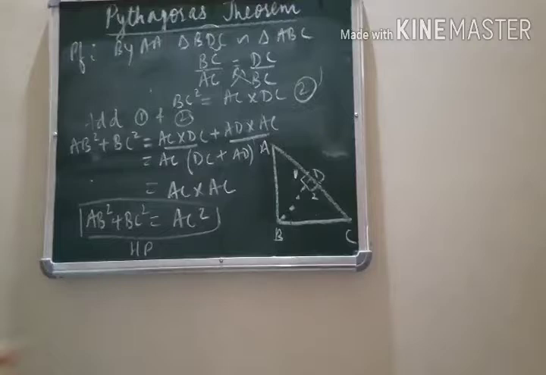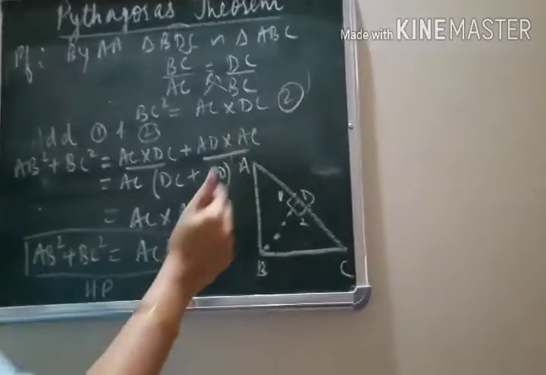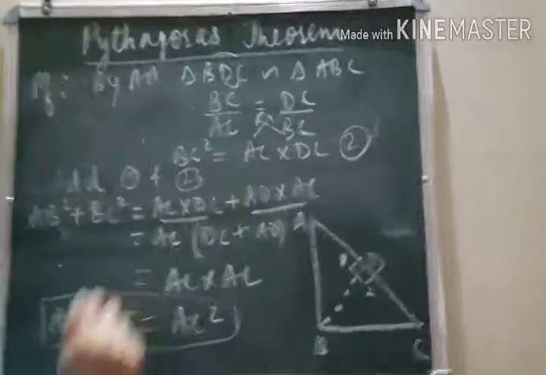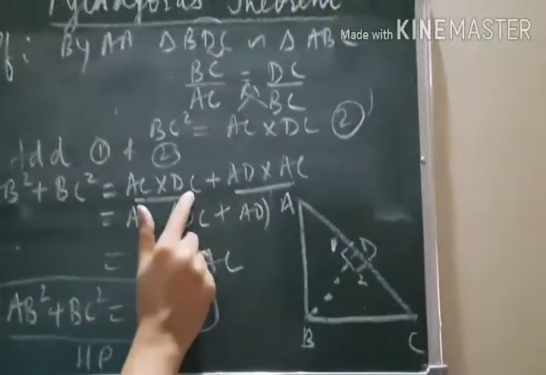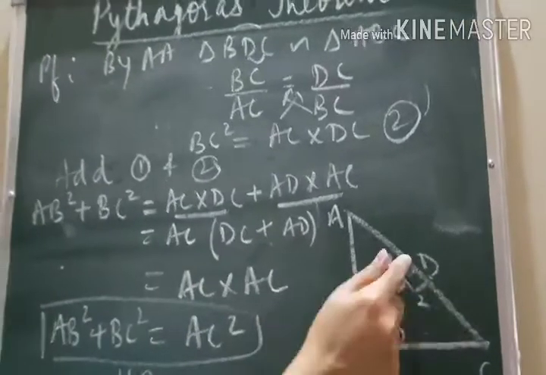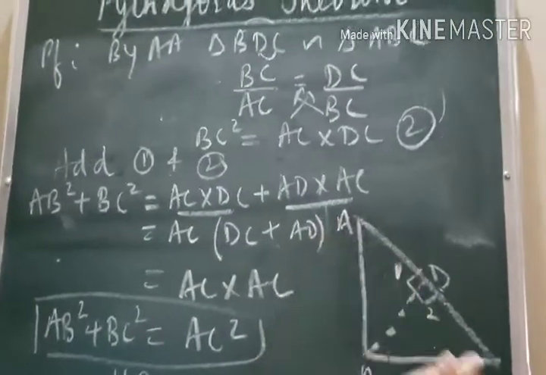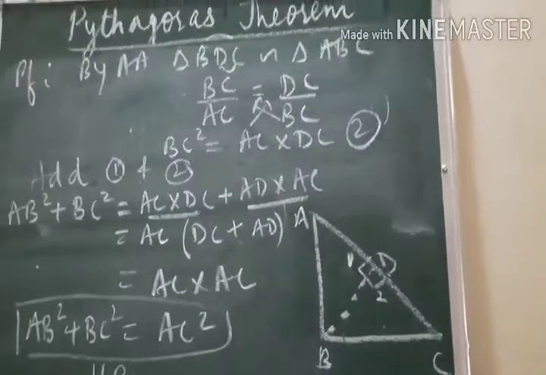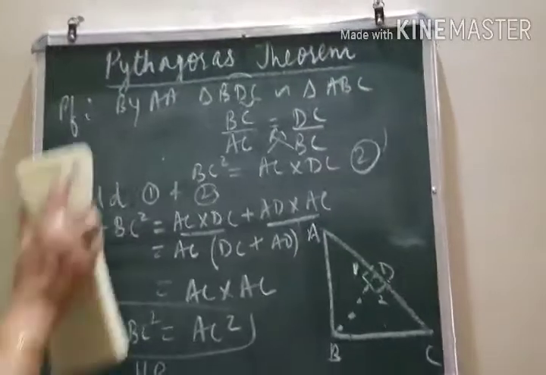Now cross multiply both the equations, you will get equation 1 and 2. Then add both the equations. After adding, you can see that AC is common and from here DC and AD are left. So DC plus AD, what is it? When you add them, it is AC. So AC into AC is AC square. So this is the proof of Pythagoras theorem.